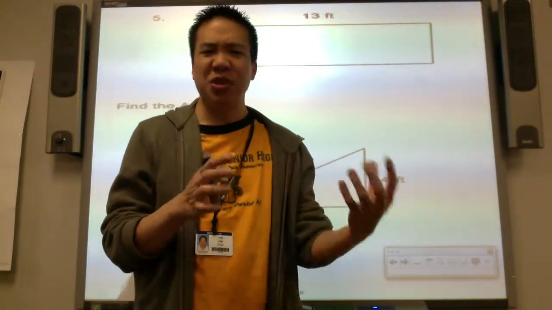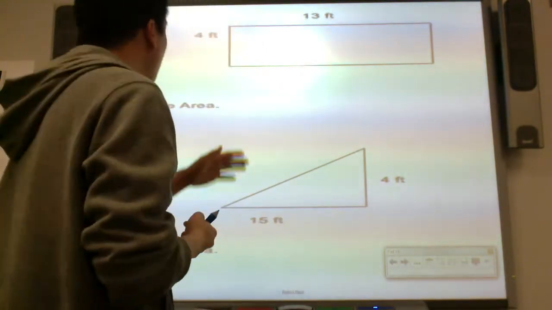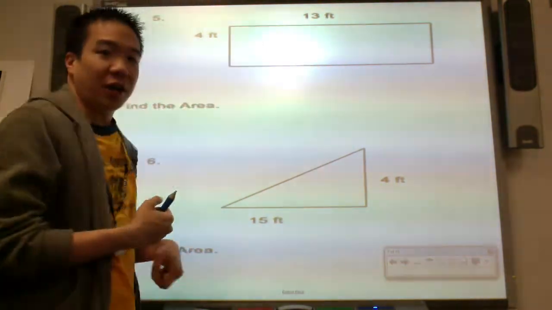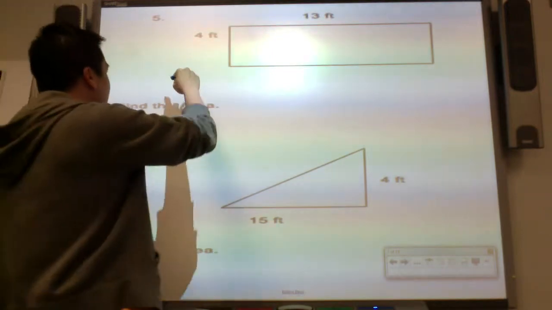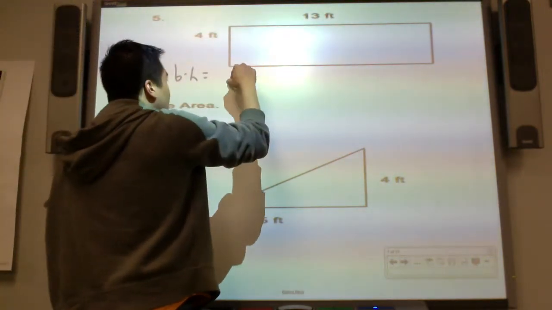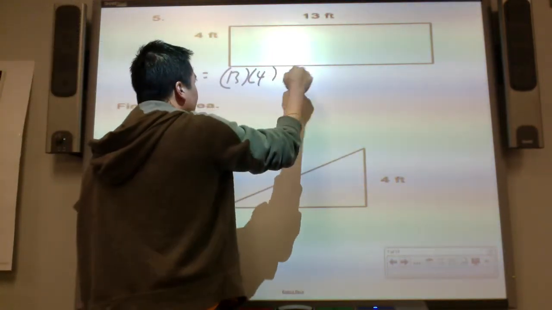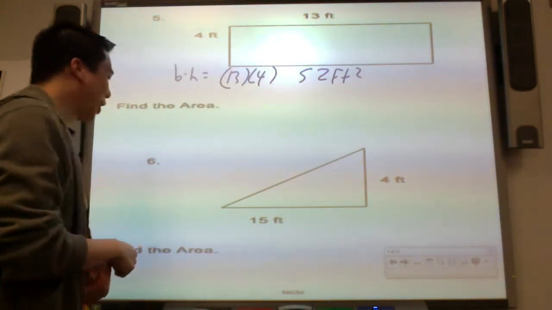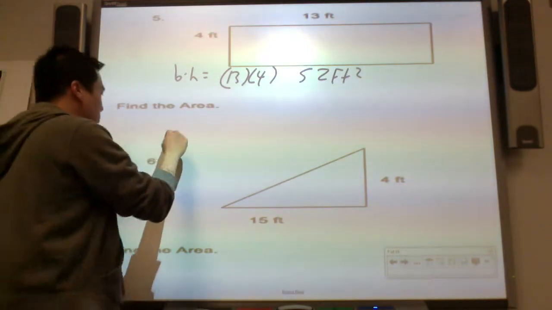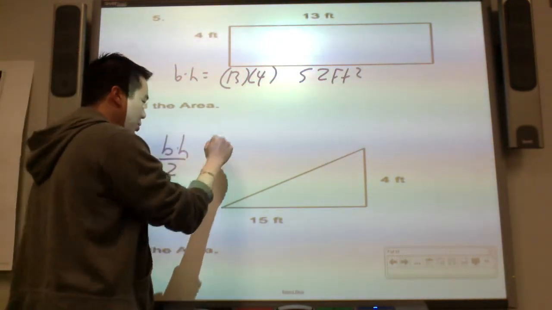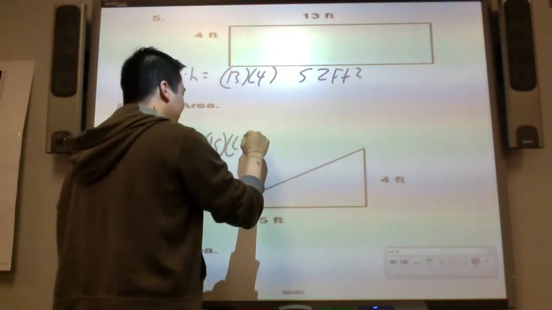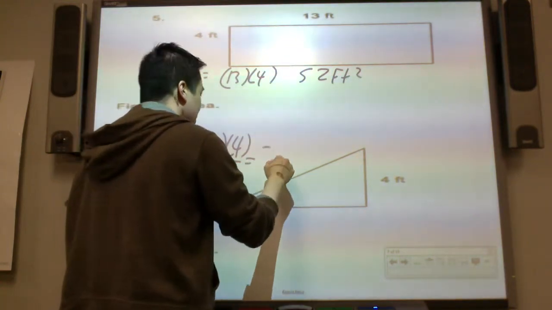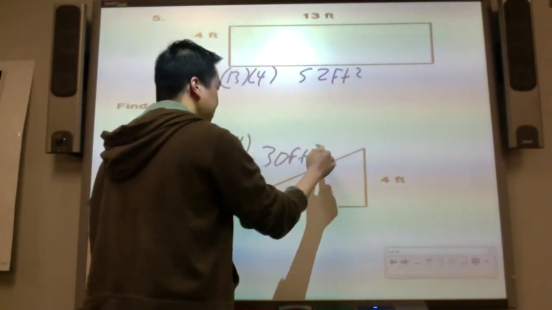In 7th grade, this is called composite figures, where you have to find the area of all these mashed shapes. So let's see what you remember. What's the area of a rectangle again? Base times height. So 13 times 4 is 52 square feet. What is the area of this triangle? Base times height divided by 2. So 15 times 4 is 60. 60 divided by 2 is 30 square feet.